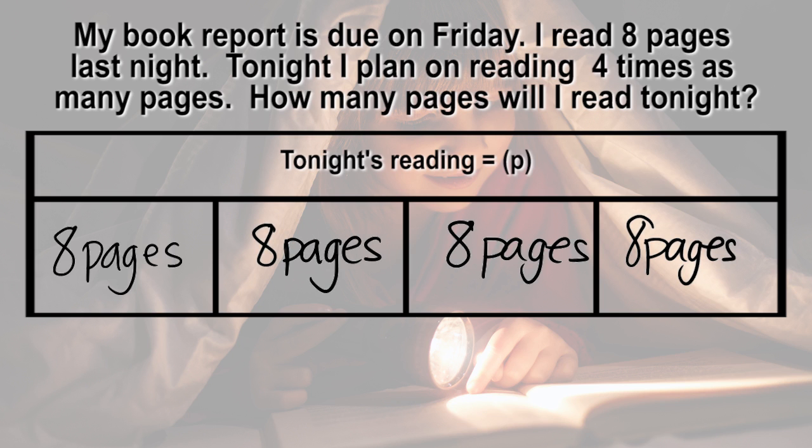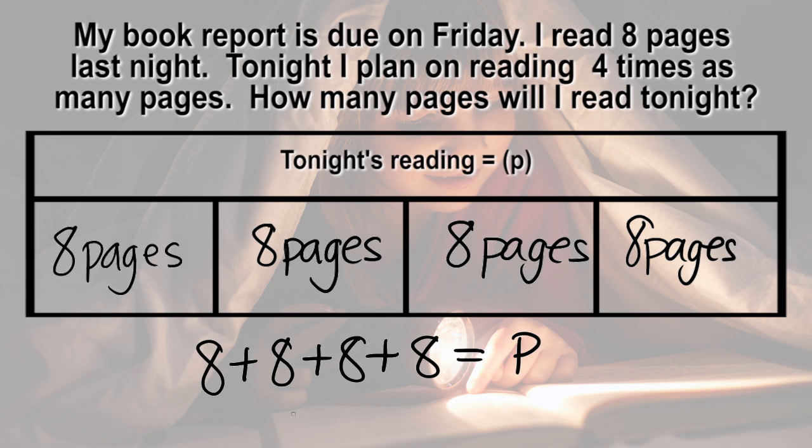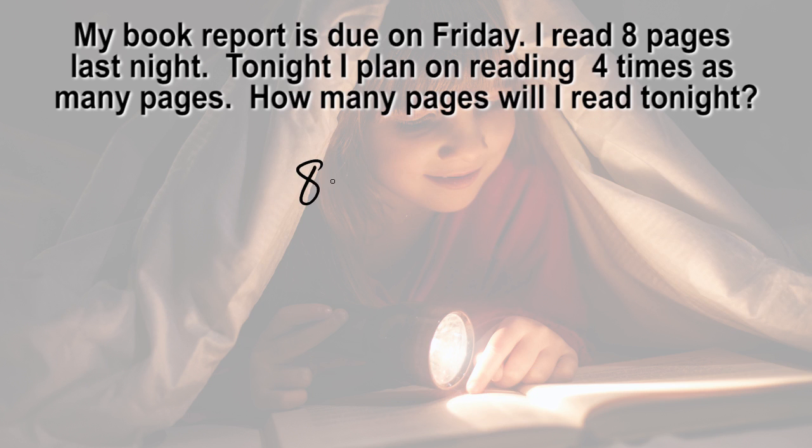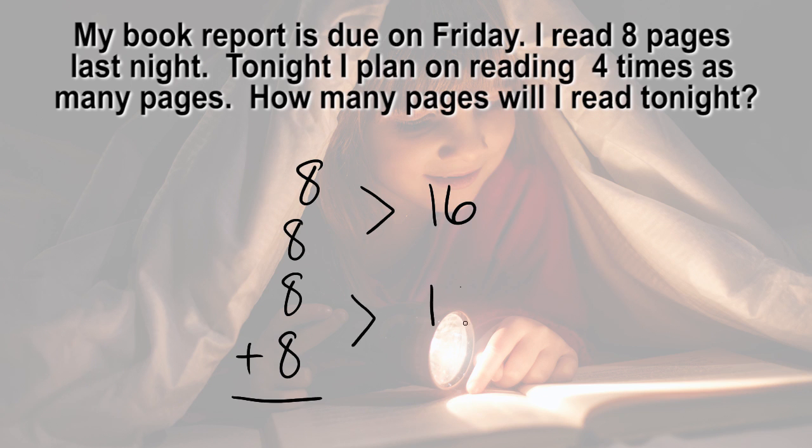Looking at our bar model, the equation to figure out how many pages we will read tonight is 8 plus 8 plus 8 plus 8 equals P. Since we have 8 4 times, we must use repeated addition or multiplication to help us solve the problem. 4 times 8 equals 32. I will read 32 pages tonight. Is the answer reasonable? We can check our multiplication by doing repeated addition. 8 plus 8 plus 8 plus 8 is the same as 16 plus 16, which equals 32.